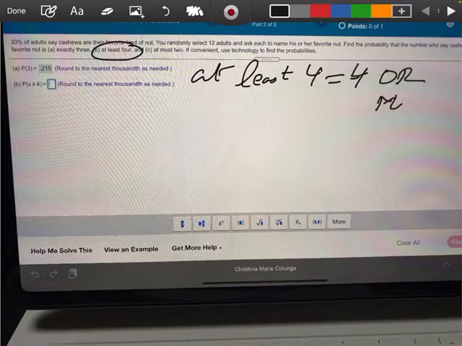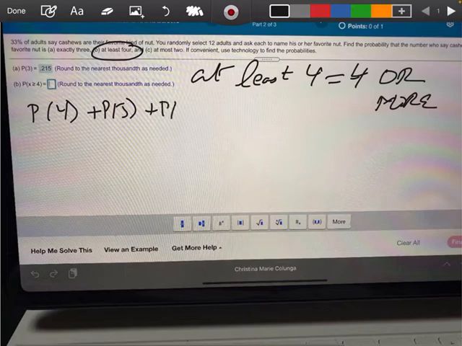Okay? So the first thing I want to make sure that we understand, what does at least 4 mean? This means 4 or more. At least means no less than that. So I want 4 or more. What does that really mean in terms of my problem? That means that either 4 people like it, or 5 people like it, or 6 people like it, and we could keep going all the way until we get to 12 because that's how many people we asked.